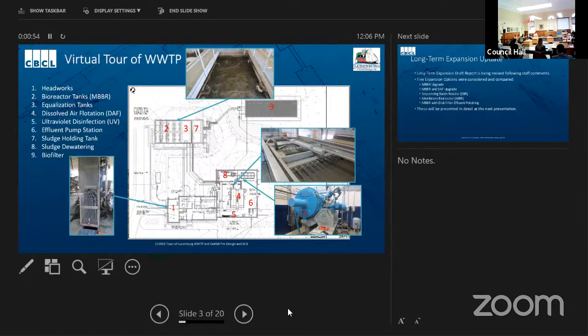killed essentially, and then to the effluent pump station from where it's pumped to the outfall under the inshore fisherman's wharf. The solids removed from the DAFs are pumped to the sludge holding tanks, and from there to the sludge dewatering process where it is dewatered to send off-site for disposal. And then the biofilter in the top right corner is for odor control on site. Next slide, please.